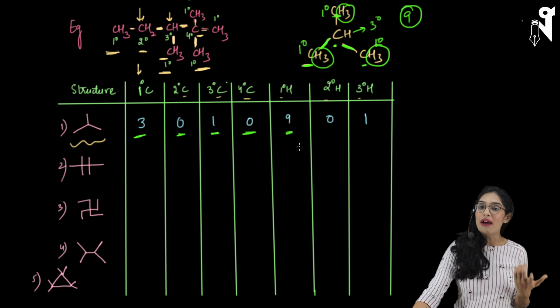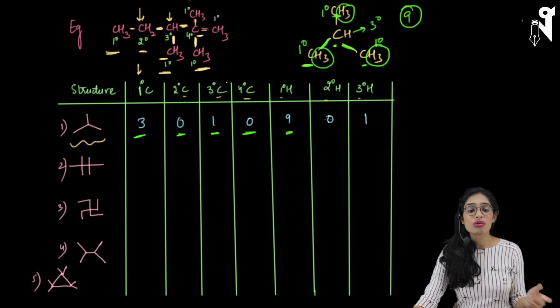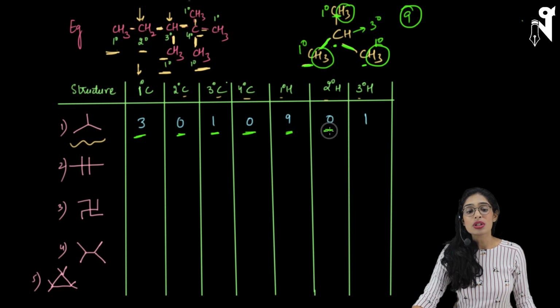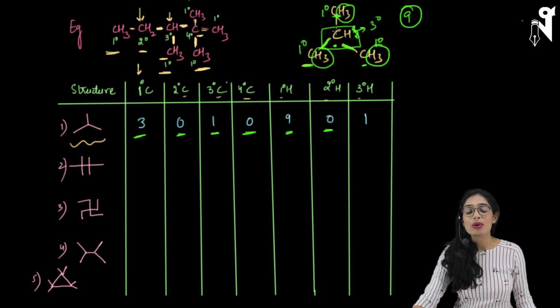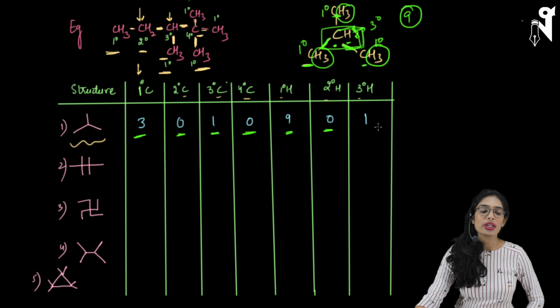Do we have any secondary carbon? No. If I don't have any secondary carbon, that means there will be no secondary hydrogen also. So hence the secondary hydrogen is 0. For tertiary hydrogen, let's see how many tertiary carbons we have. We have only one tertiary carbon, that is in the center, and this center has only one hydrogen to it. Tertiary hydrogen is only one hydrogen, so 1 is for tertiary hydrogen.